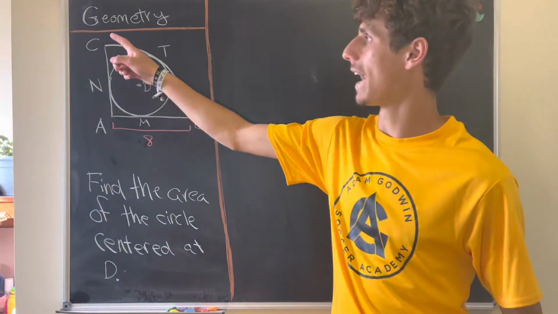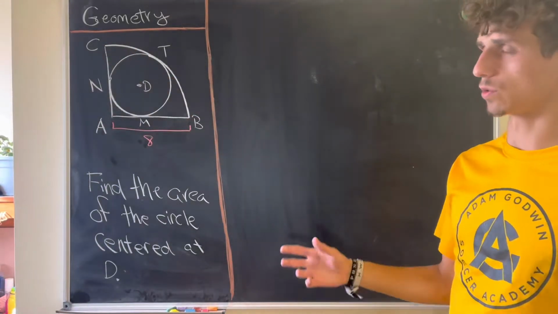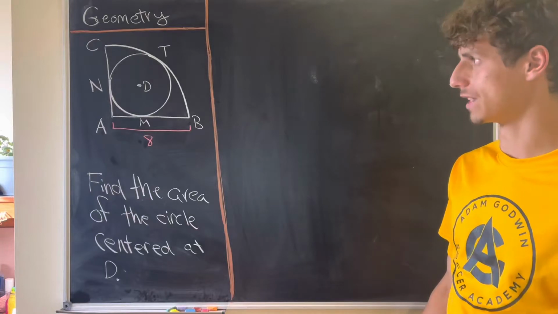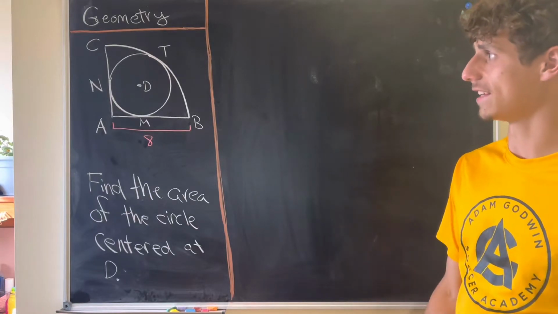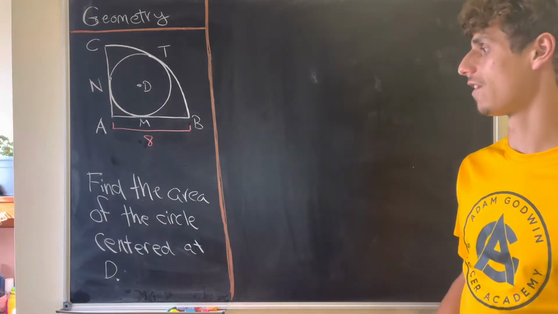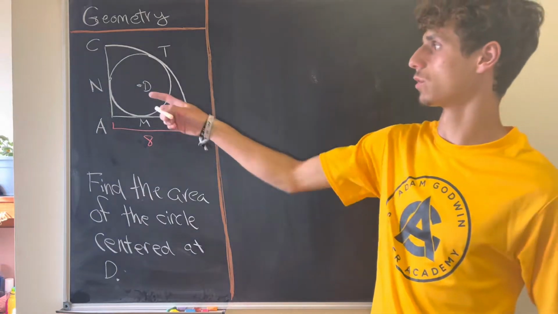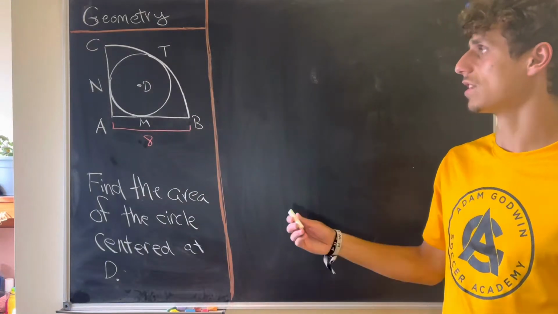And I should point out that angle CAB is a right angle, so we're only talking about the top right quadrant of this larger circle of radius 8. And like I said, our goal is to find the area of this smaller circle that's centered at D. So let's jump into the solution.